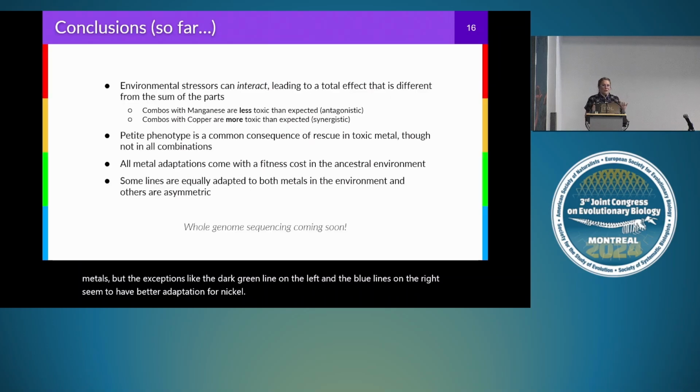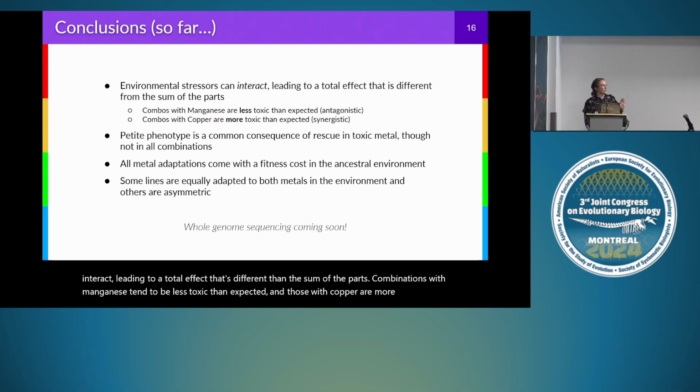So there will be a lot more assessment of these evolved lines coming, including whole genome sequencing to identify the mutations underlying this adaptation. But for now, I'll leave you with some conclusions that I can draw already. Environmental stressors can interact, leading to a total effect that's different than the sum of the parts. Combinations with manganese tend to be less toxic than expected, and those with copper are more toxic.